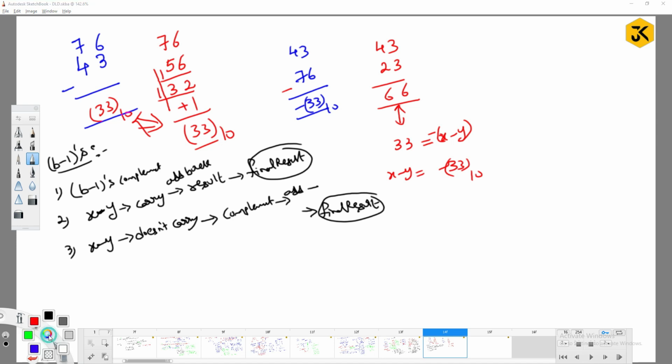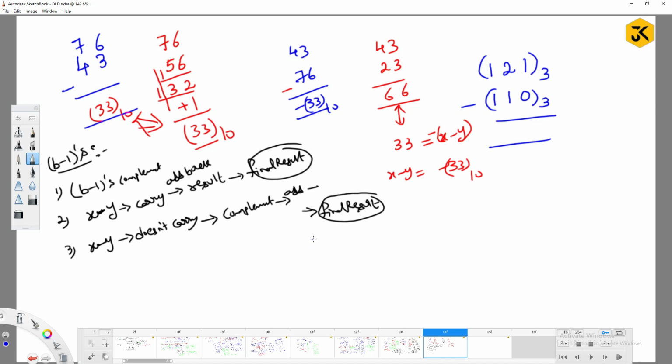Okay, try to solve another one. Any number you can give. 121 and 110. Not base 10, both are of different base. Try to perform subtraction. I will try to tell this one also. What is the value after subtraction?